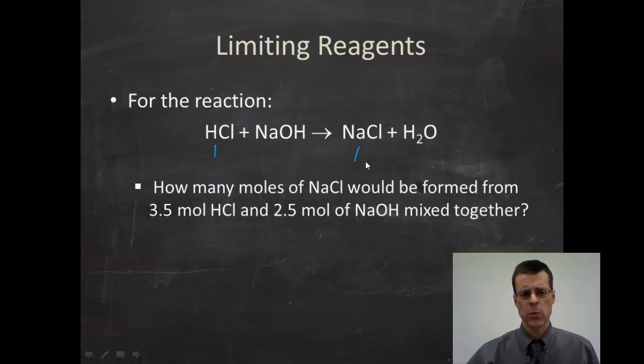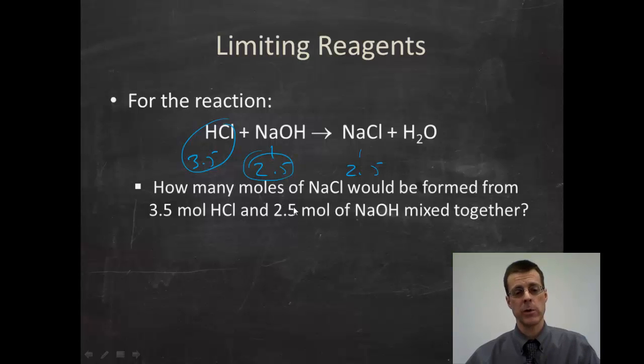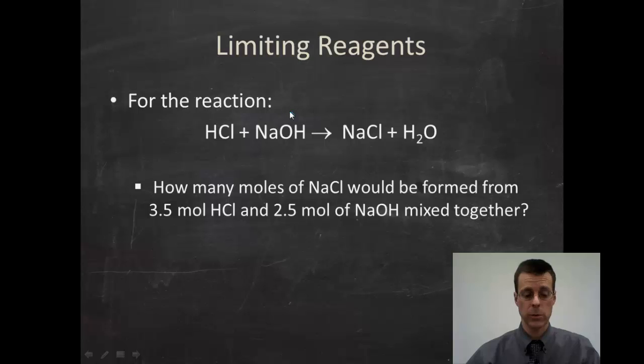This reaction says 1 makes 1. So 3.5 could potentially make 3.5. But, again, 1 makes 1, so 2.5 could only make 2.5. So I have the capacity to make 3.5 from this reactant, but I only have the capacity of making 2.5 from my second reactant. In other words, this is the reactant that's limiting. So this is the reactant, sodium hydroxide, that controls the amount of sodium chloride that I make.